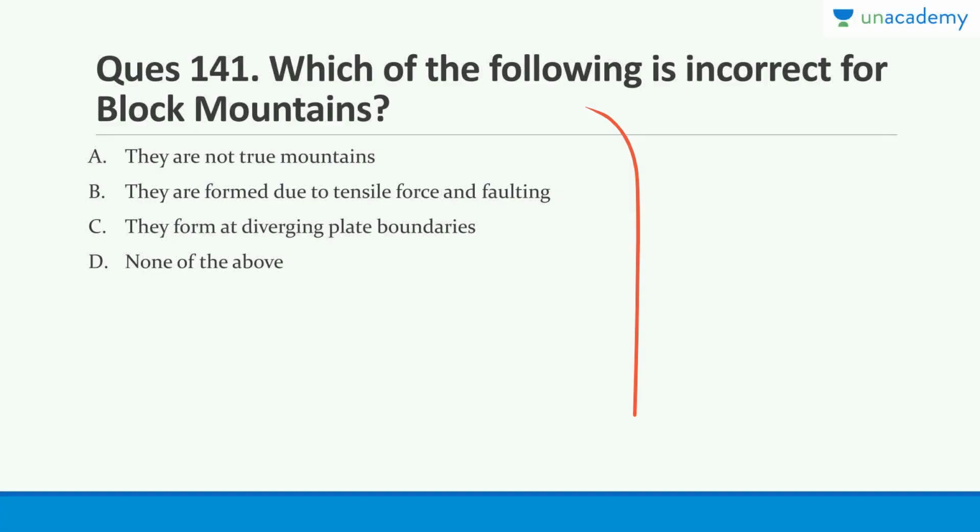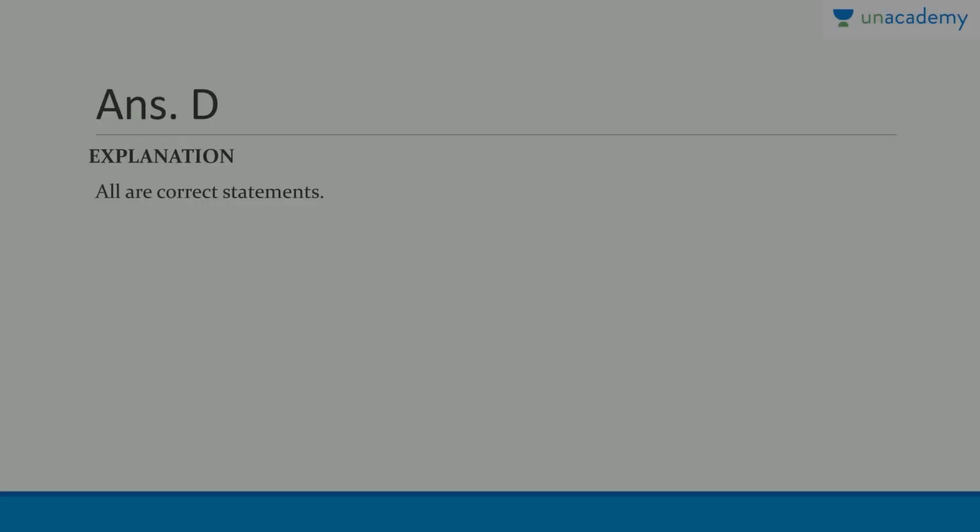Question 141. Which of the following is incorrect for block mountains? Okay. They are not true mountains. Yes, absolutely correct. They are formed due to tensile force and faulting. This is also correct. They form at a diverging plate boundary. This is also correct. So the answer is none of the above is incorrect. All these statements are correct.